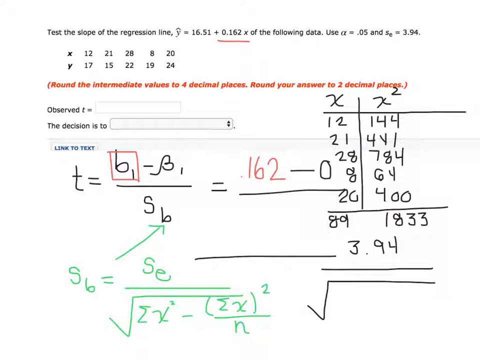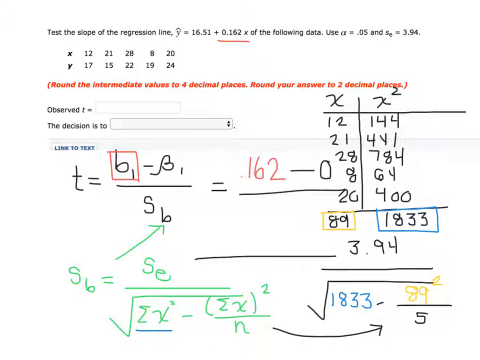So now on to calculating the standard error of our slope. First it says, take the sum of our x squareds. The sum of our x squareds is this 1,833. Then the formula says, take the sum of the x's and square them. So the sum of our x's is this 89. We have to square that number. And then it says to divide by n, and n is the number of ordered pairs that we have, and in this case we have 5 ordered pairs.